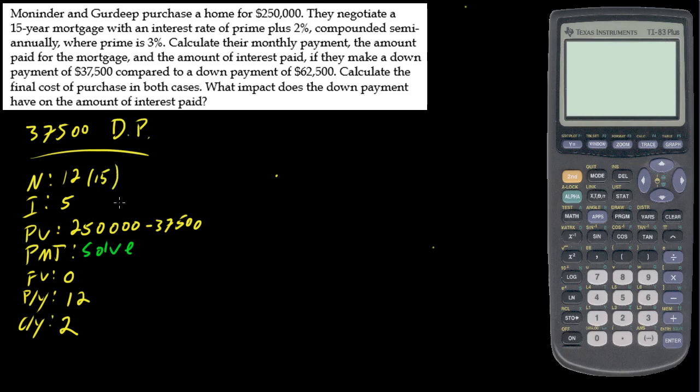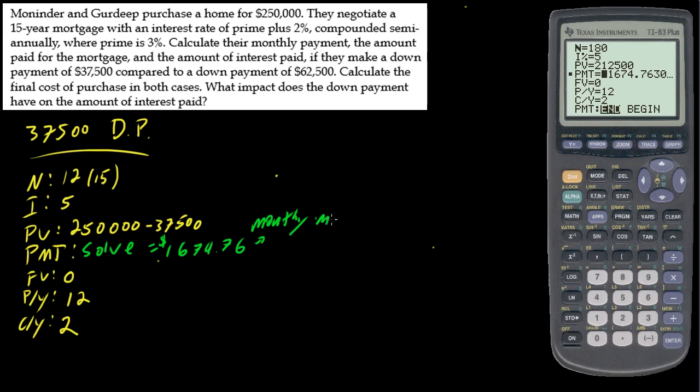Let's go ahead and put this into our TVM solver. So apps, finance, TVM solver. I already have 180 in here, 5. Let's put in $250,000 subtract 37,500. That looks good. Our FV is good. Let's solve for PMT. It looks like what we're going to get here is a monthly rate of $1,674.76, and that's going to be our monthly mortgage payment.